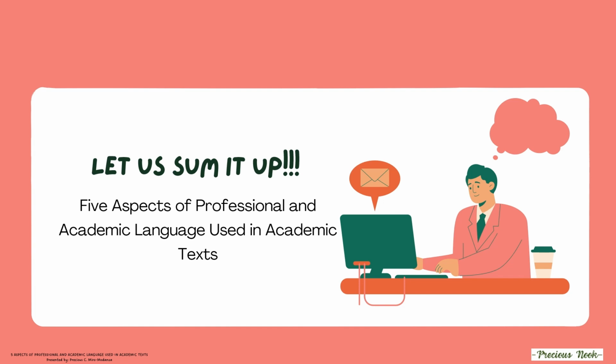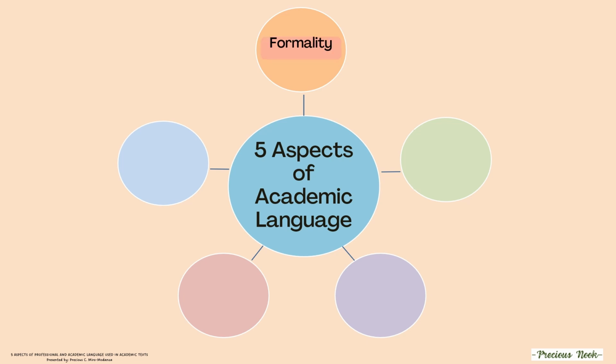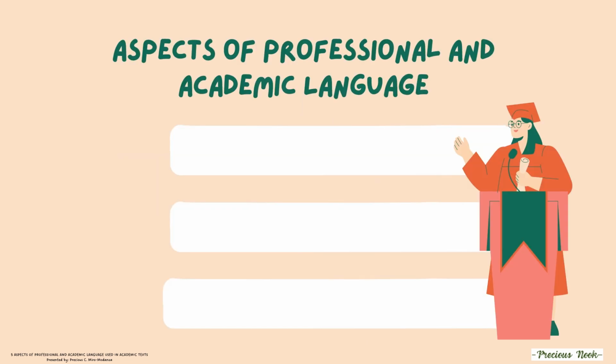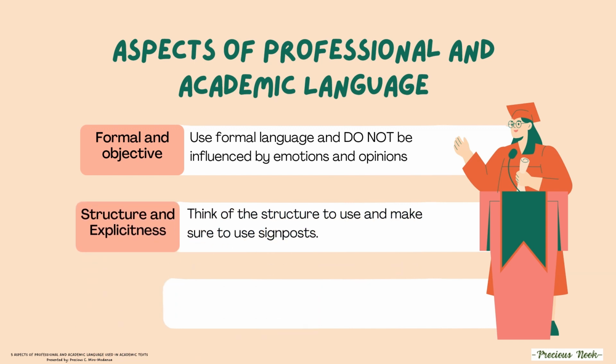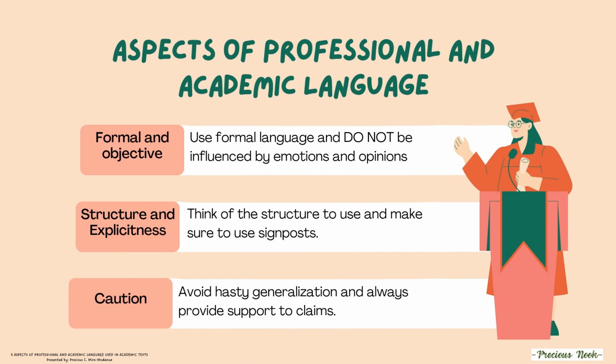Now let us sum it up. 5 aspects of professional and academic language used in academic texts: formality, objectivity, explicitness, structure, and caution. Always remember to be formal and objective. Use formal language and do not be influenced by emotions and opinions. Think of the structure to use and make sure to use signposts. Avoid hasty generalizations and always provide support to claims.